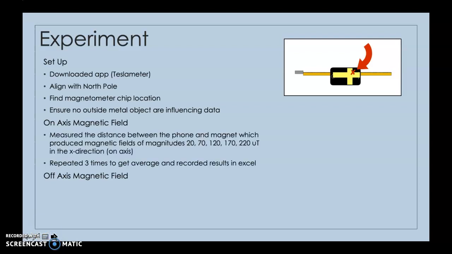To find the on-axis magnetic field, I measured the distance between my phone and the magnet, which produced the given magnitudes in the x direction. I repeated this 3 times to get a reliable average and recorded the results in the Excel file.